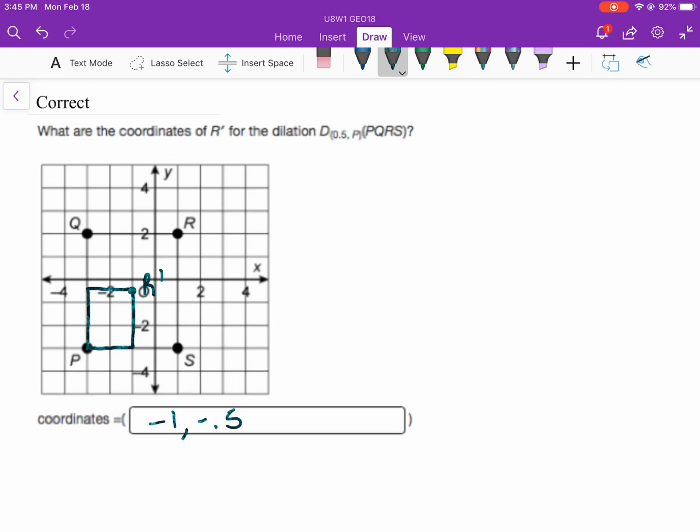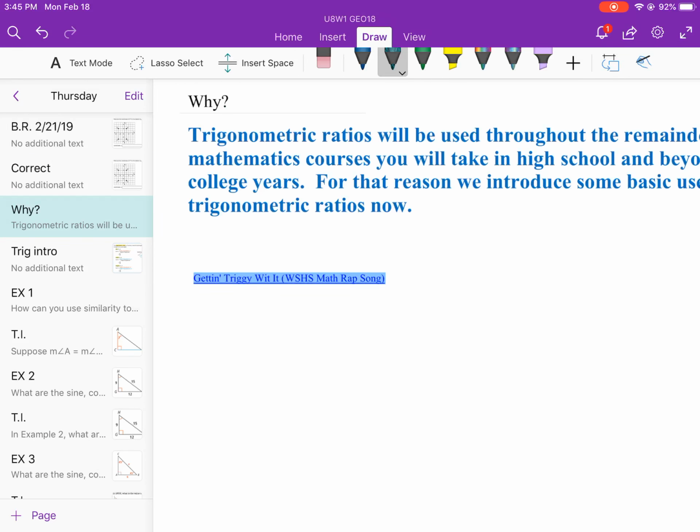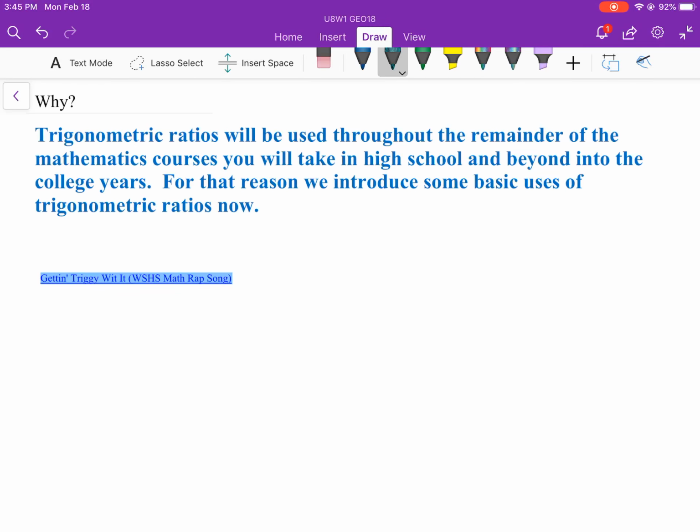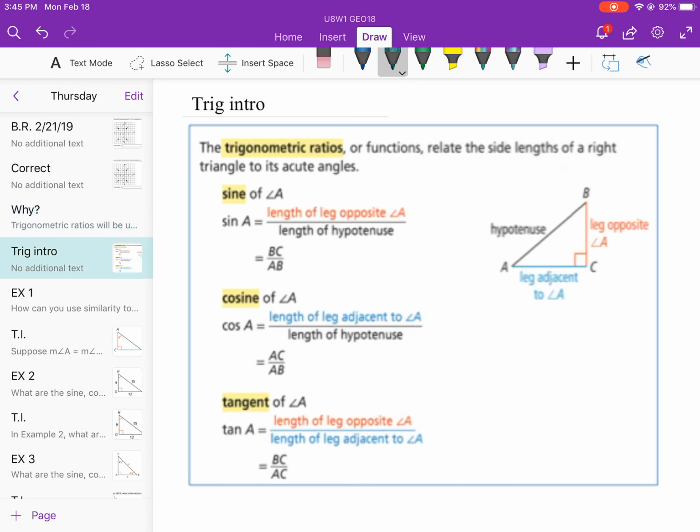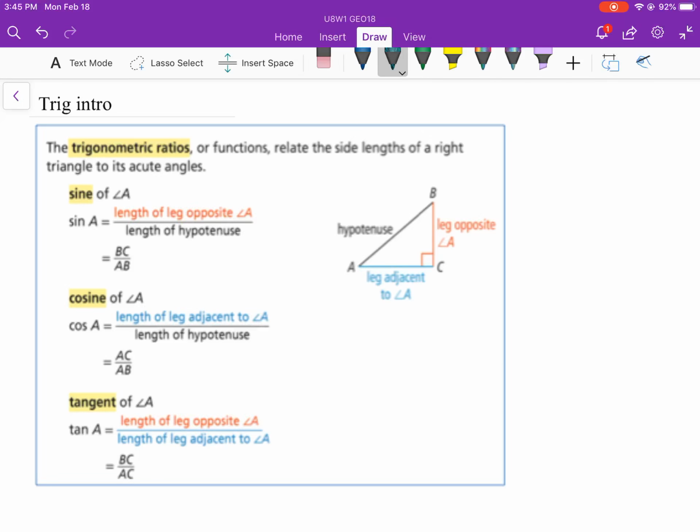Here is your bell ringer. Here's your Y. And you're just trig. So this is just talking about labeling.